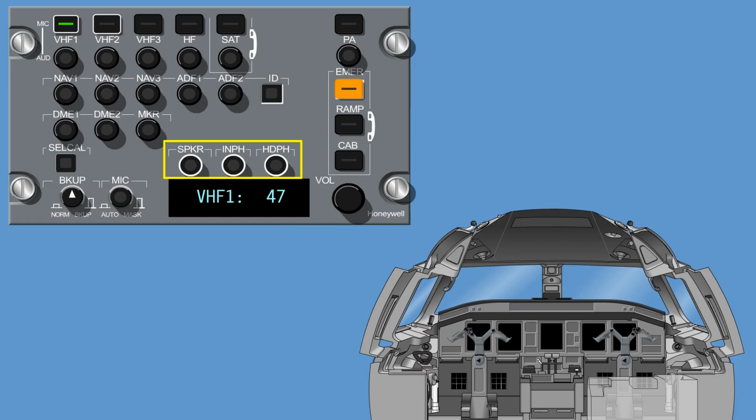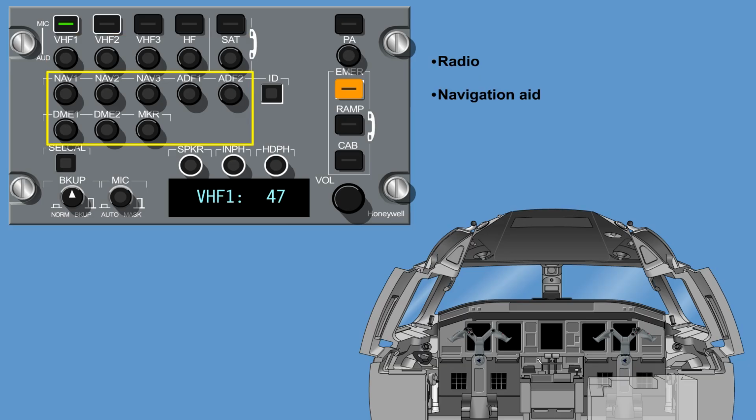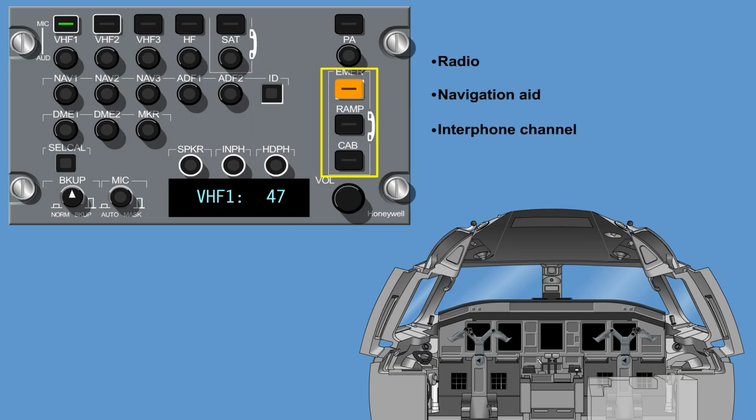The audio selection buttons enable the pilots to listen to any radio, navigation aid, or interphone channel. A light illuminates inside the button to indicate that it is pressed. Any number of selections can be made simultaneously.